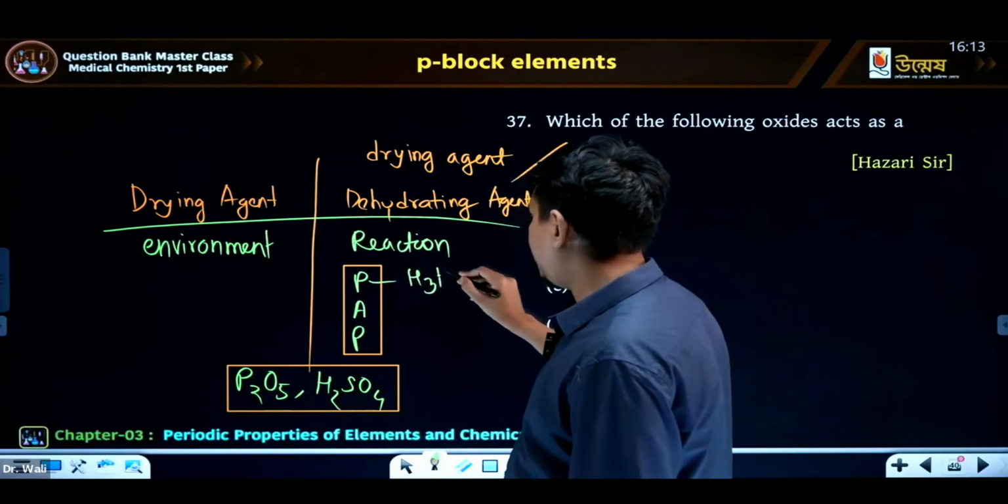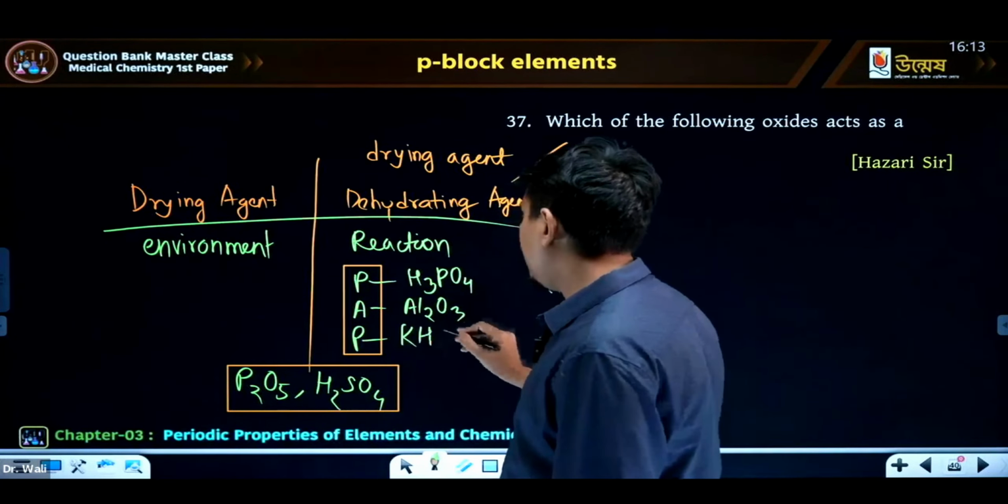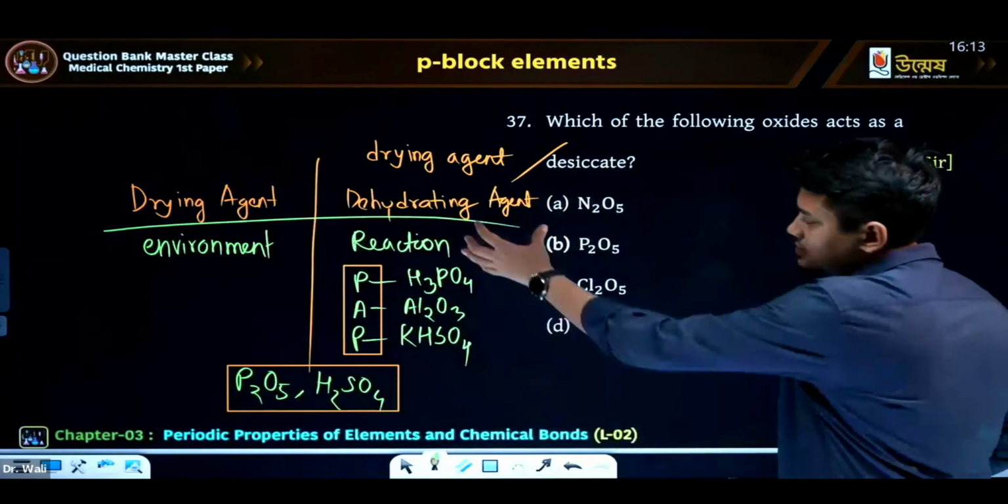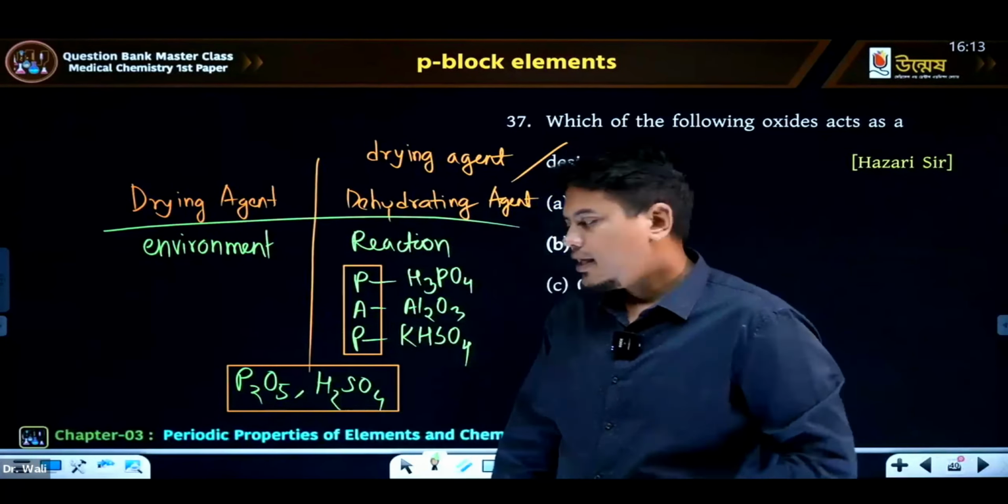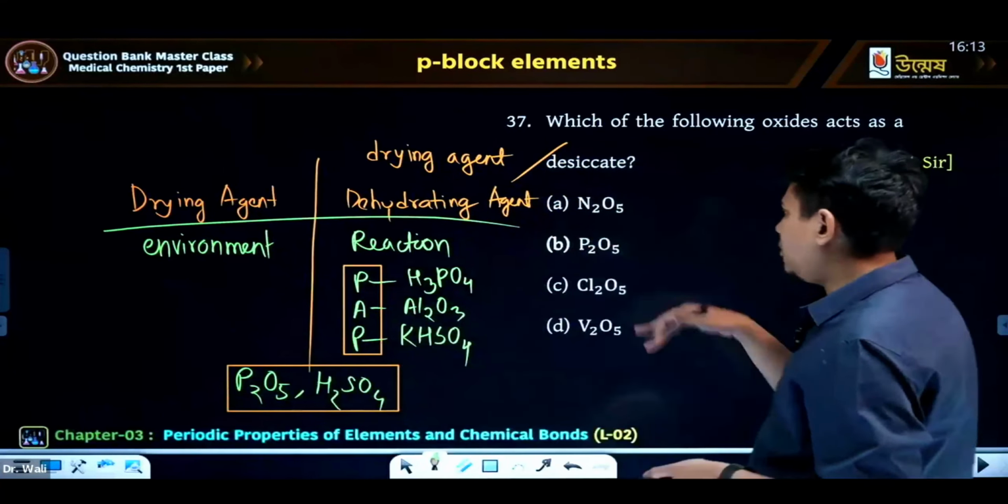With P, I meant phosphoric acid. With A, I meant aluminium oxide. And last, potassium hydrogen sulfate. These 3 compounds act as dehydrating agents along with these 2. The rest of the examples which are not known to you, you will mark as drying agent. I think it got simpler, and now we will answer this question.